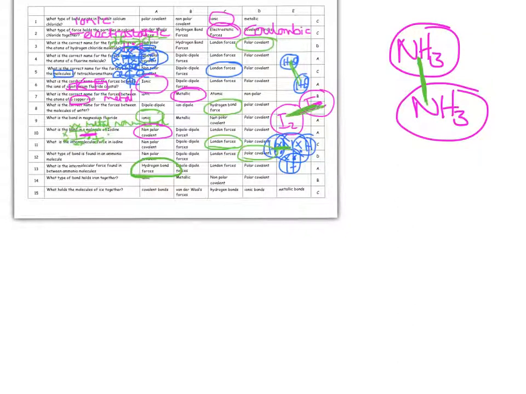What type of bond holds iron together? Iron is Fe, and Fe is a metal, so metallic bonding holds that lattice together. And what holds the molecules of ice together? It is exactly this story. Water being held onto water. Ice is just solid water. And what holds those molecules together? And that is, again, a hydrogen bond force.